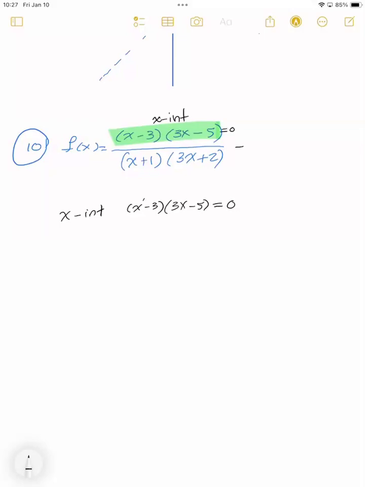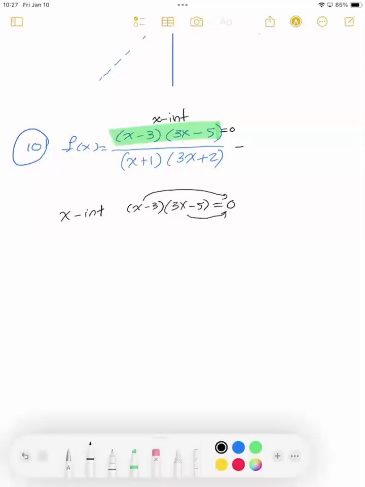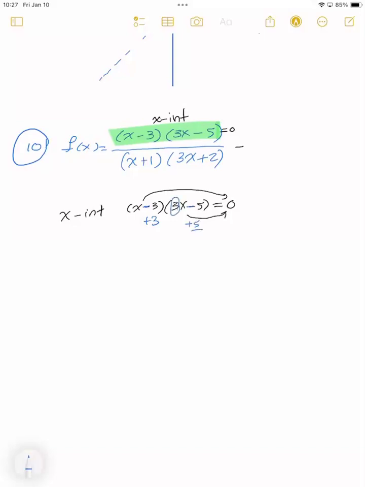To solve this, you set x minus 3 equal to 0, 3x minus 5 equal to 0. You solve. The shortcut is you're going to say opposite of negative 3 is positive 3, opposite of negative 5 is positive 5, and divided by that coefficient. So these are your x-intercepts. When x is 3, y is 0. When x is 5 over 3, y is 0.